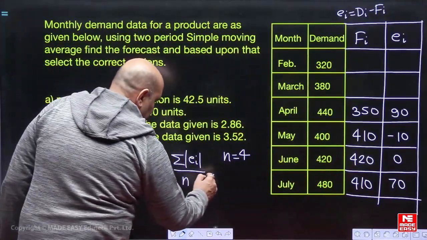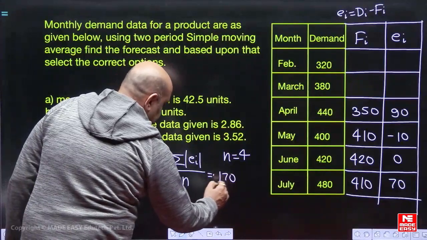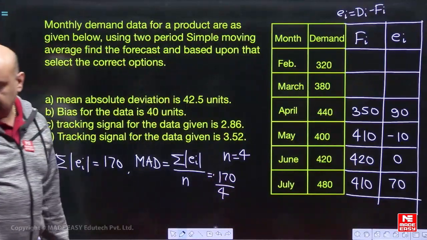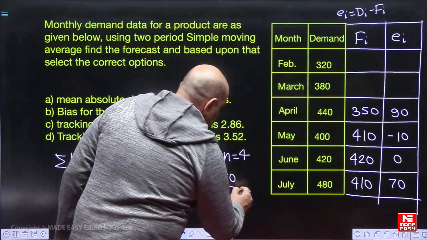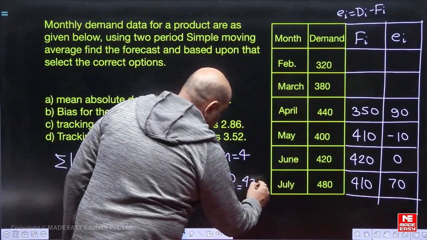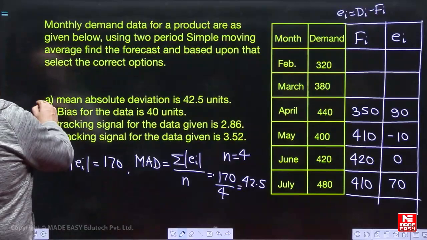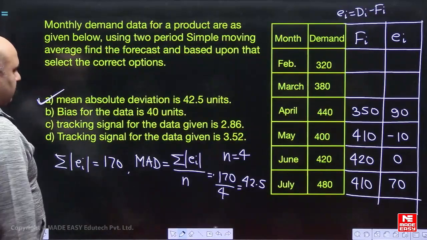So MAD will come out to be 170 divided by 4. How much it is? 170 divided by 4, 42.5. So see, option A is correct. Then bias.